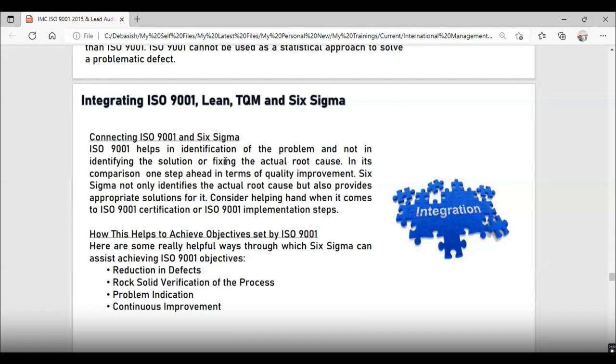Thus, in addition to defining, directing, and governing a process, Six Sigma, with the help of tools, helps you to enhance and make the process further better.